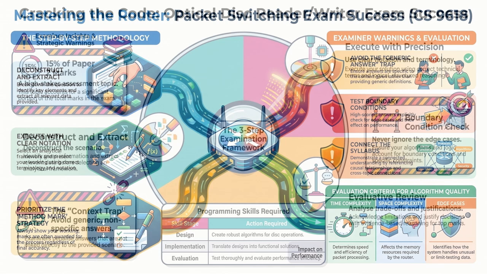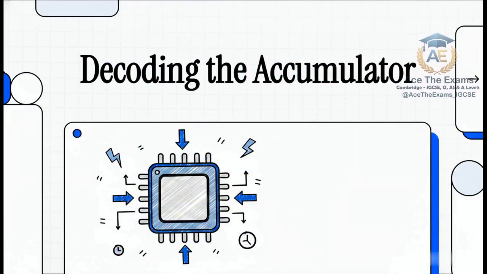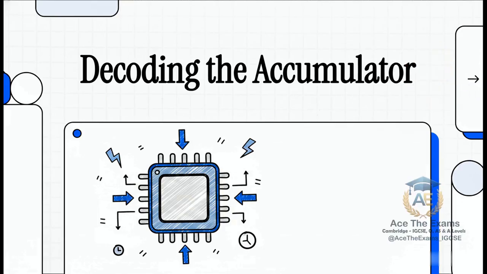All right, let's jump right into it. Welcome to today's Explainer, where we're going to decode the exact framework Cambridge examiners use to grade the special purpose registers in the 9618 syllabus. And today, we're shining a massive spotlight on one in particular, the accumulator, or the ACC.